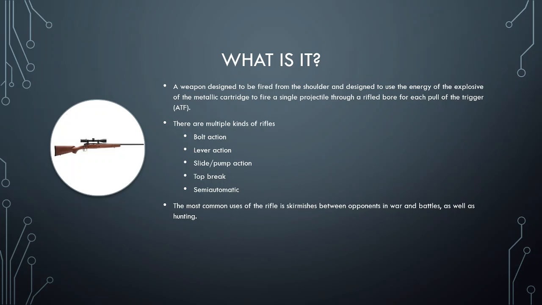What is it? A rifle is a weapon designed to be fired from the shoulder and designed to use the energy of the explosive of the metallic cartridge to fire a single projectile through a rifled bore for each pull of the trigger. There are multiple kinds of rifles. There are bolt action, lever action, slide pump action, top break, and semi-automatics. The most common uses of the rifle are skirmishes between opponents in wars and battles, as well as hunting.